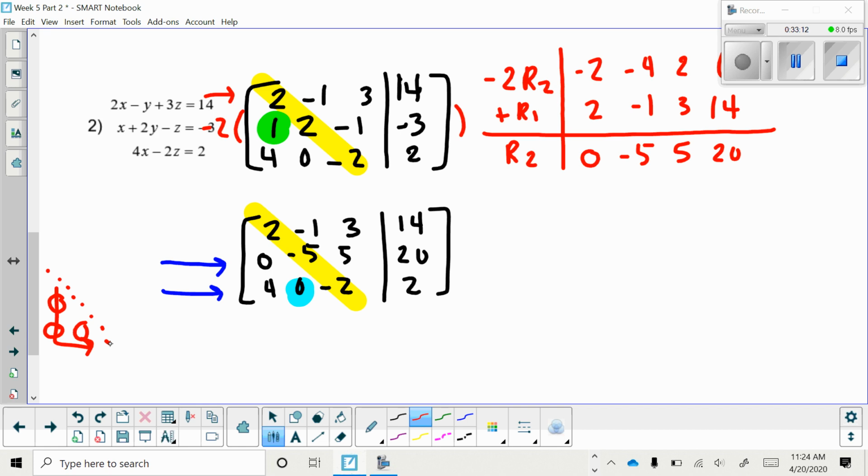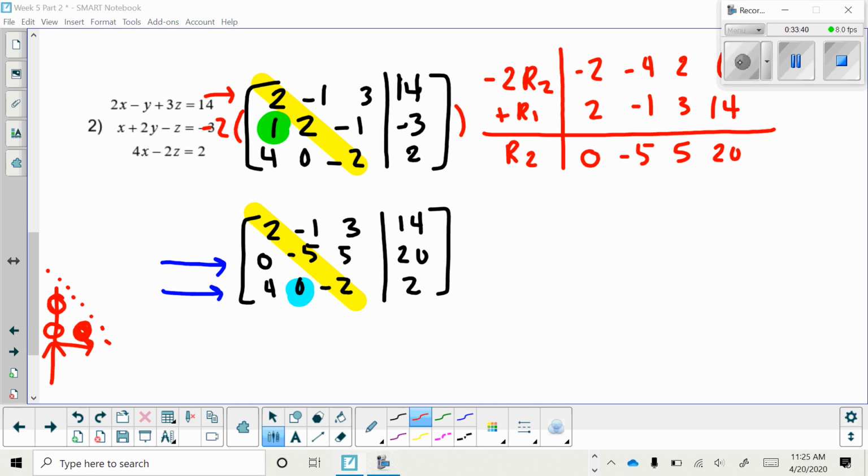So we've already done this 0. We have a 0 here, but that could change. If it does, we'll take care of that later. We're focusing right now on this 0 in the bottom left corner. So look at your rows and think about what math you can do with row 1 and row 3, or row 2 and row 3 to get a 0 there.